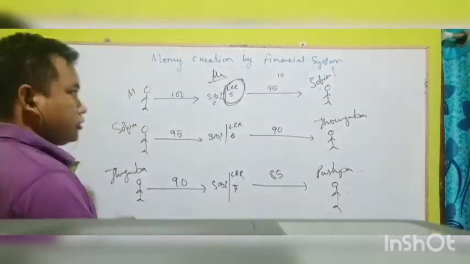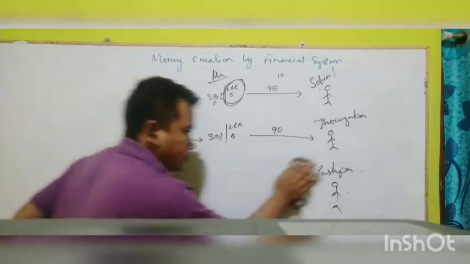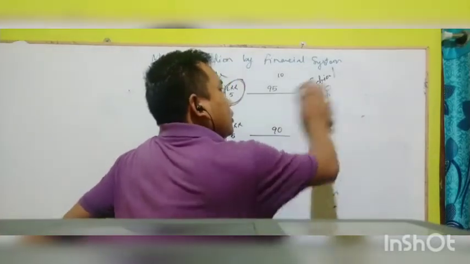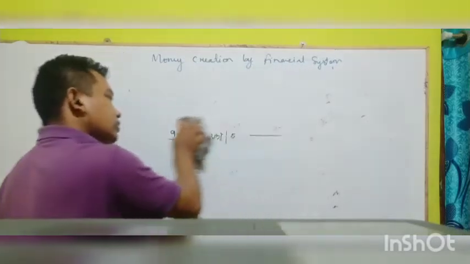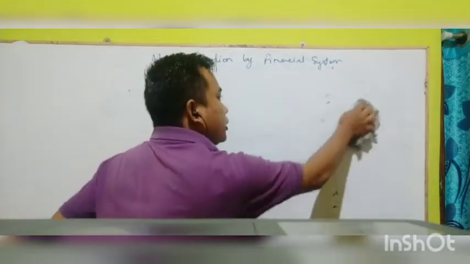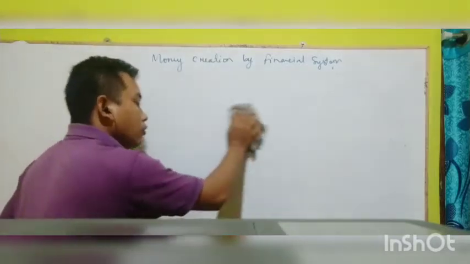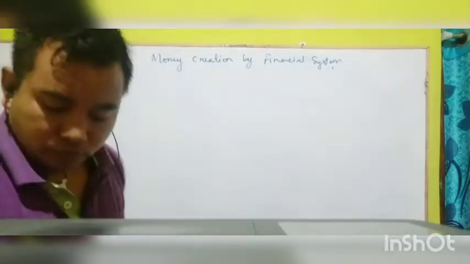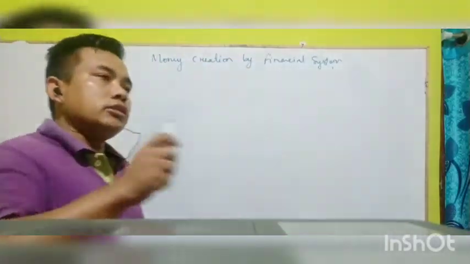Let's go to the calculation. Here it goes. Money creation by financial system. You know, this explanation is important for the exam. What determines the amount of money created by the financial system? It is determined by LRR.